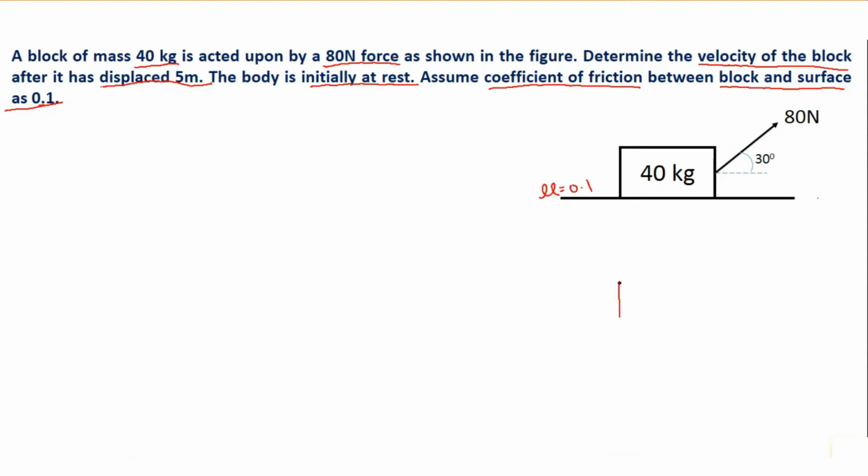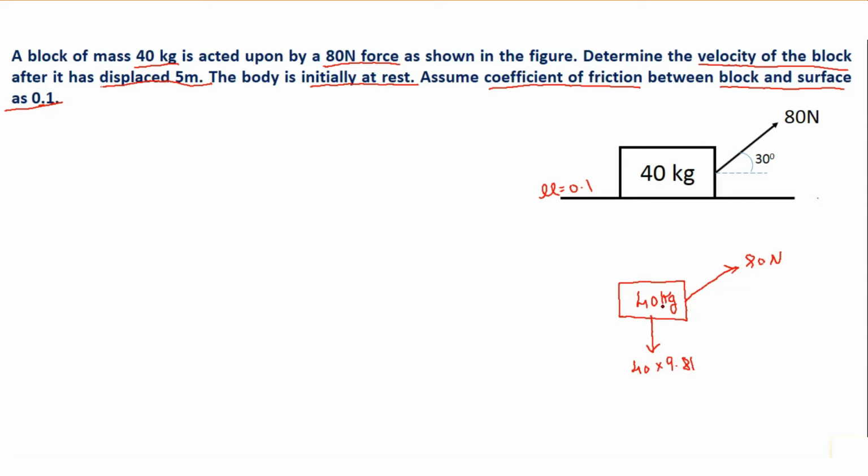So I have drawn a body here separately of 40 kg. The first force to be shown is the applied force. The applied force is given to us as 80 newtons, so I will show it as it is. Then next is self weight, which acts vertically downwards. So it will be 40 multiplied by 9.81.